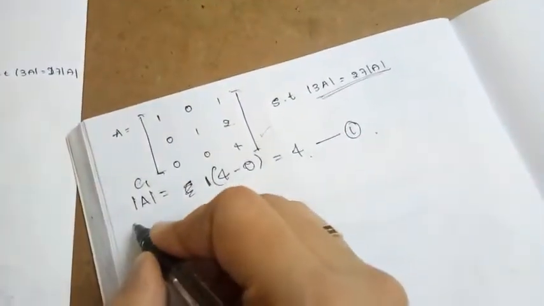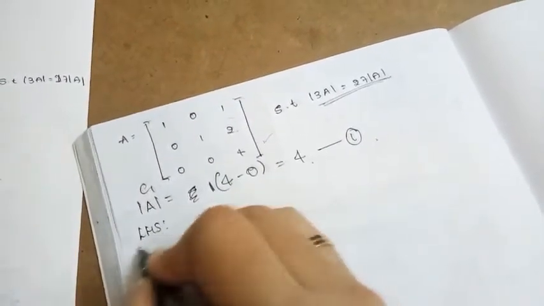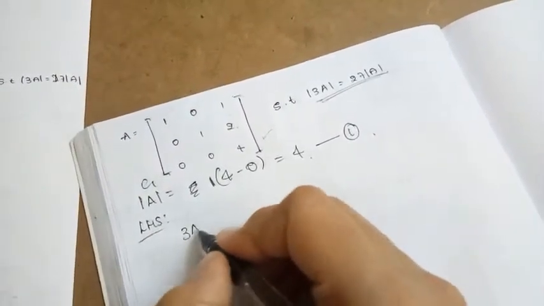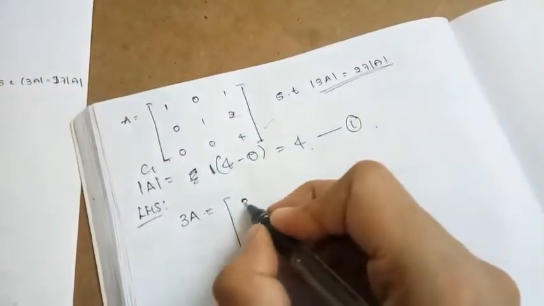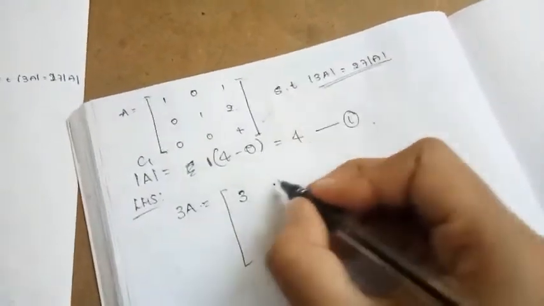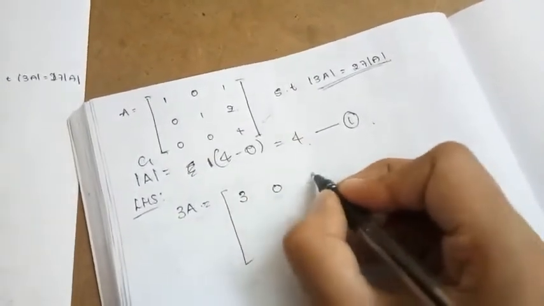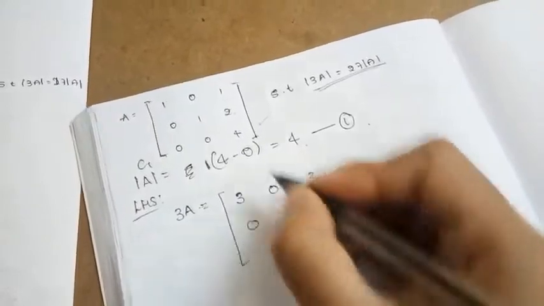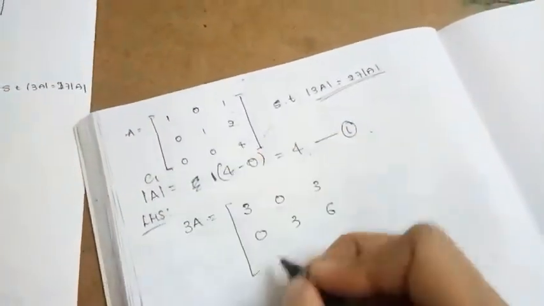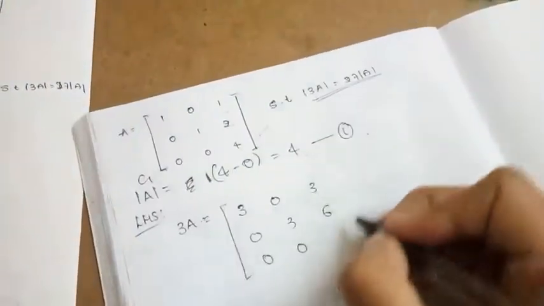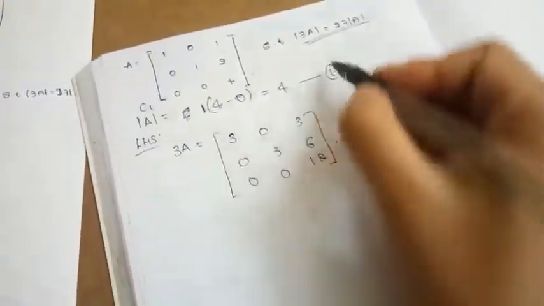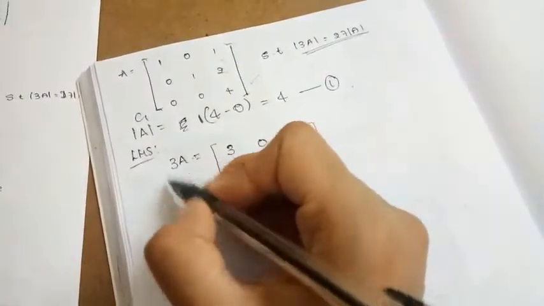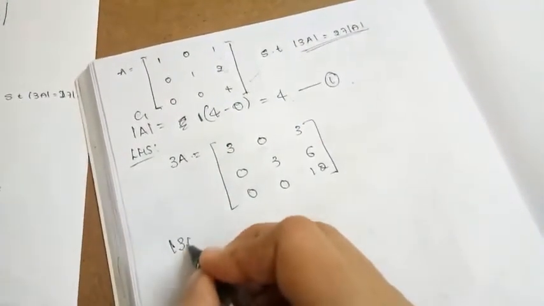LHS. To solve LHS, we need to find the value of 3A. 3A is nothing but we are multiplying 3 to the matrix A. After multiplying, 3 is multiplied to each and every element. 3, 0, 3, 0, 3, 3 2s are 6, 0, 0, 4 3s are 12. So this is the value of matrix 3A. What was the LHS? We need to find the determinant value of this 3A.